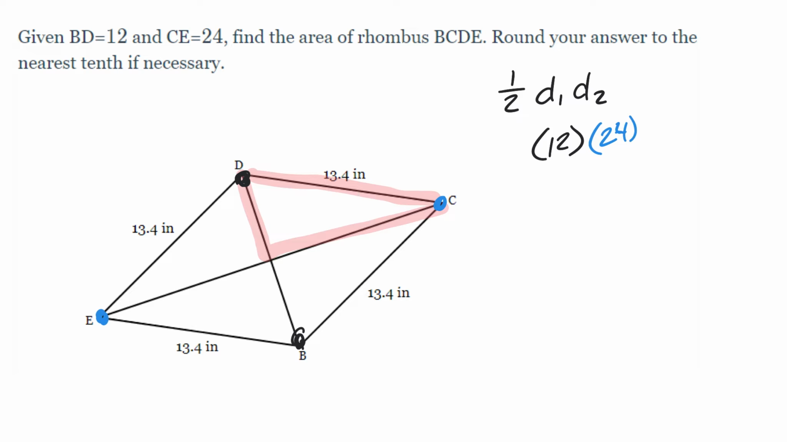So all we're going to have to do on this is put all of our information in our calculator. Half of 12 times 24 is 144, and we're measuring in inches, so it would be 144 inches squared.